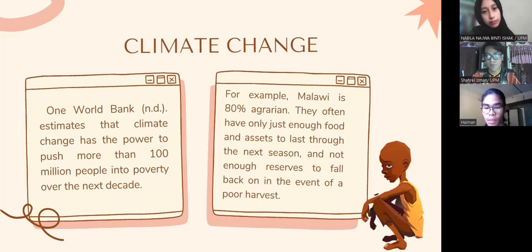Many of the world's poorest population rely on farming or hunting and gathering to eat and earn a living. For example, Malawi is 80% agrarian. They often have only just enough food and asset to last through the next season and not enough reserve to fall back on in the event of a poor harvest. So when climate change or natural disaster, including the widespread drought caused by El Nino, leave millions of people without food, it pushes them further into poverty and can make recovery even more difficult.